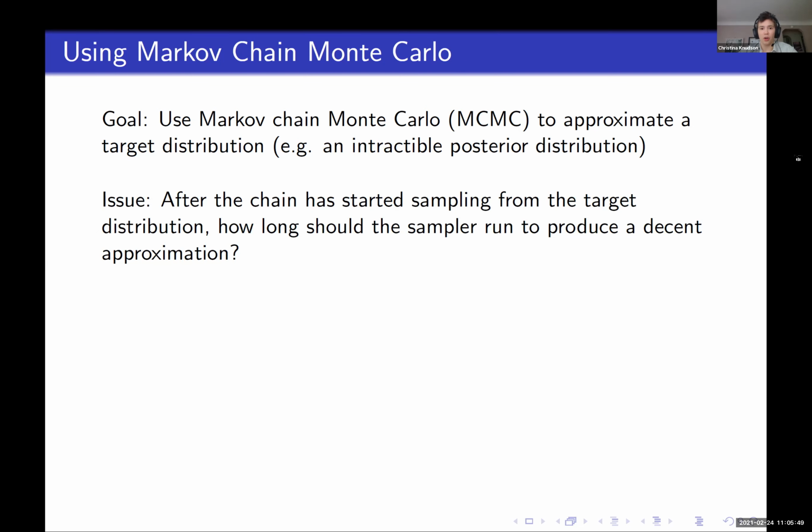All right, so we know that we run this Markov chain to sample from this distribution, and then we get an approximation of that distribution. But the question when we're actually doing this is, how long do we need to let this chain run? So more precisely, after the chain has started sampling from the target distribution, how long should we let it continue to run to produce a decent approximation?